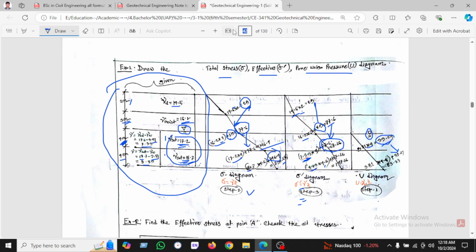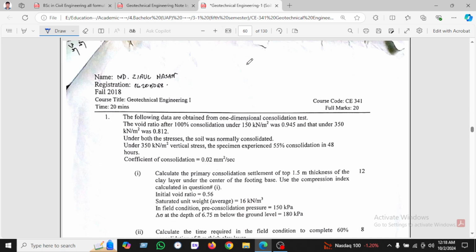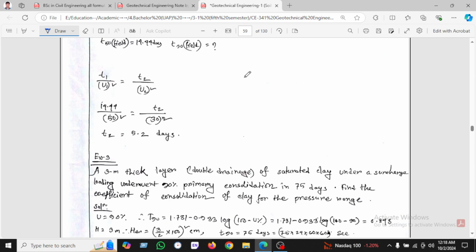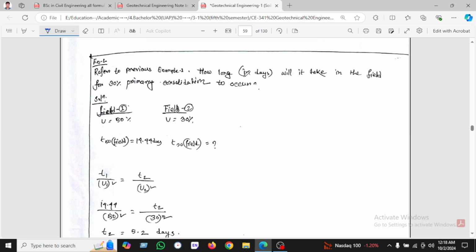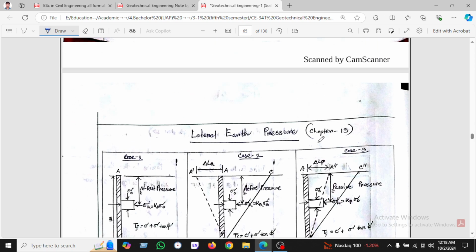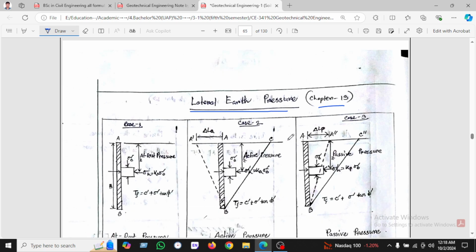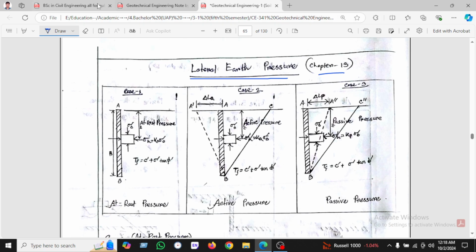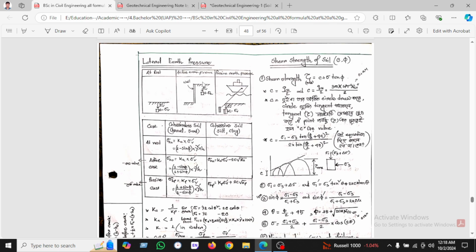So let's start another chapter, which is lateral earth pressure. Before I go into lateral earth pressure, we should know some formulas.